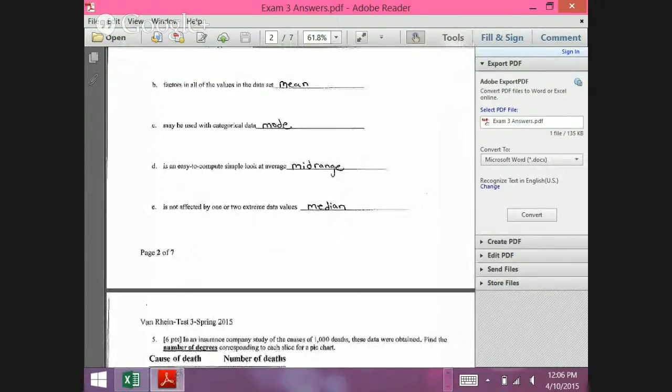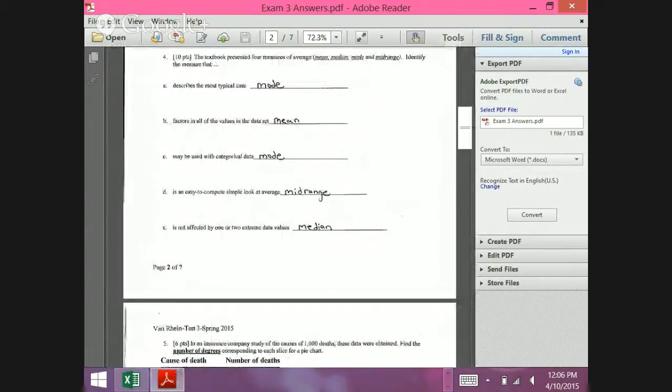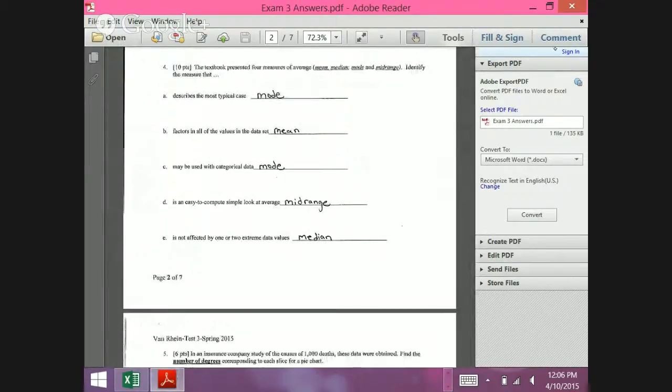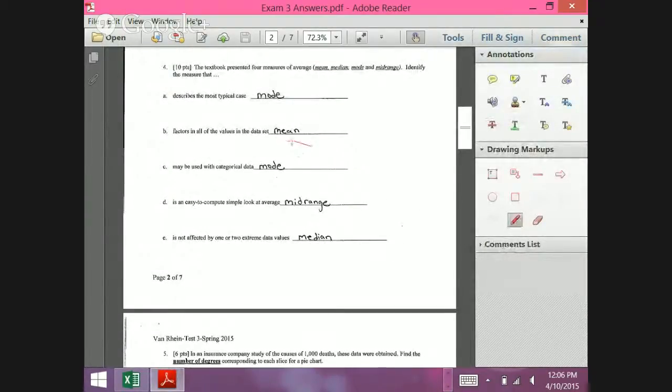Number 4 on the second page, students most missed C. Categorical data. Some of you put mid-range or median. I think median was one of the most common responses there. Categorical data, there's nowhere to compare if one's higher or lower, so there's no way to put it in order. These are like a survey of what's your favorite pet. The only thing I can analyze on that is the mode, what comes back the most often. Mid-range is a simple way to compute, looking at average.